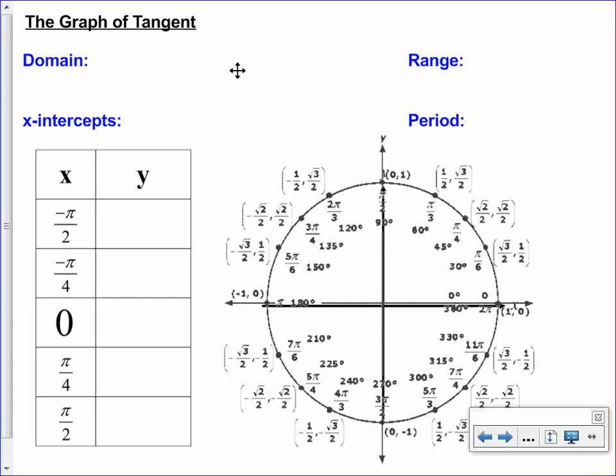At zero, so right here, the tangent is y divided by x. So it would be 0 divided by 1, which is 0, right? At pi over 4, it's root 2 over 2 divided by itself. So if you take a number divided by itself, the answer is 1, right? Okay. Pi over 2 is up here, right?